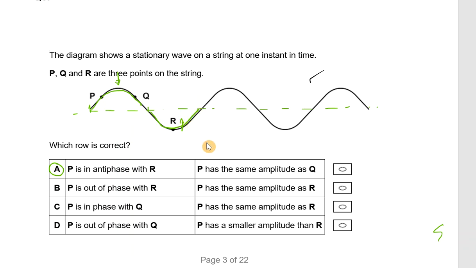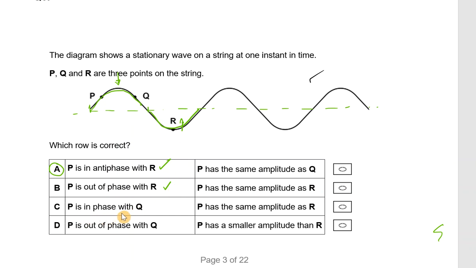So let's have a look at these two statements. P is in antiphase with R. Yes, it is. It's completely 180 degrees out of phase. That's a true statement. P is out of phase with R. Yes, it is out of phase. It's 180 degrees out of phase with R.